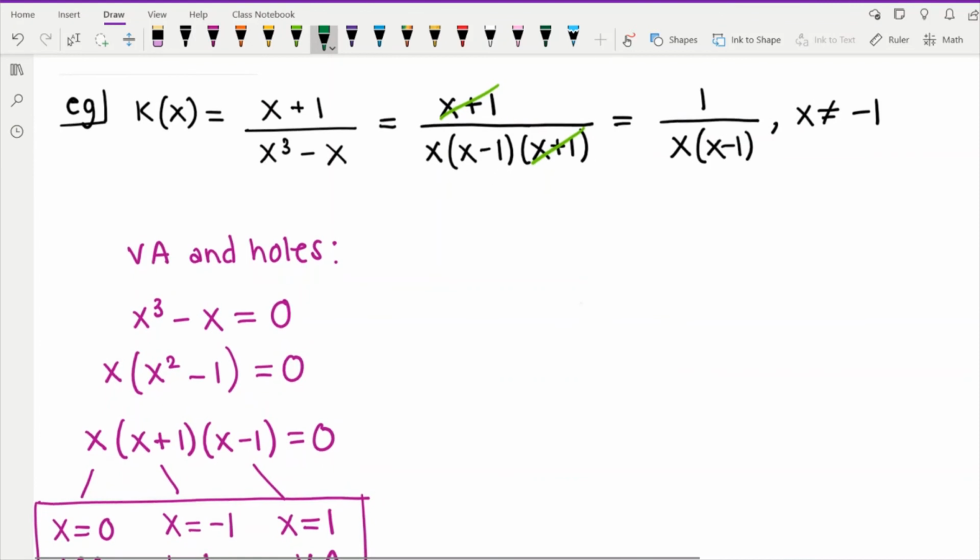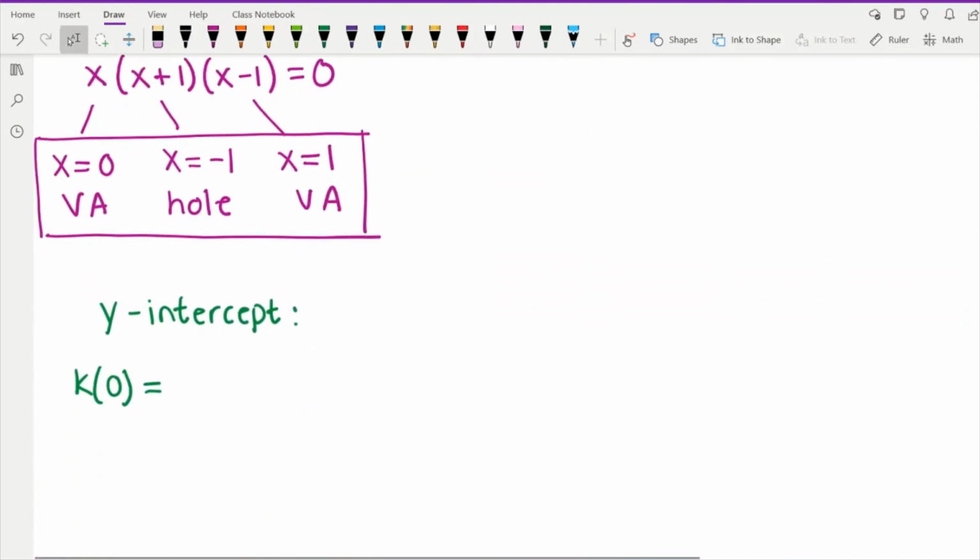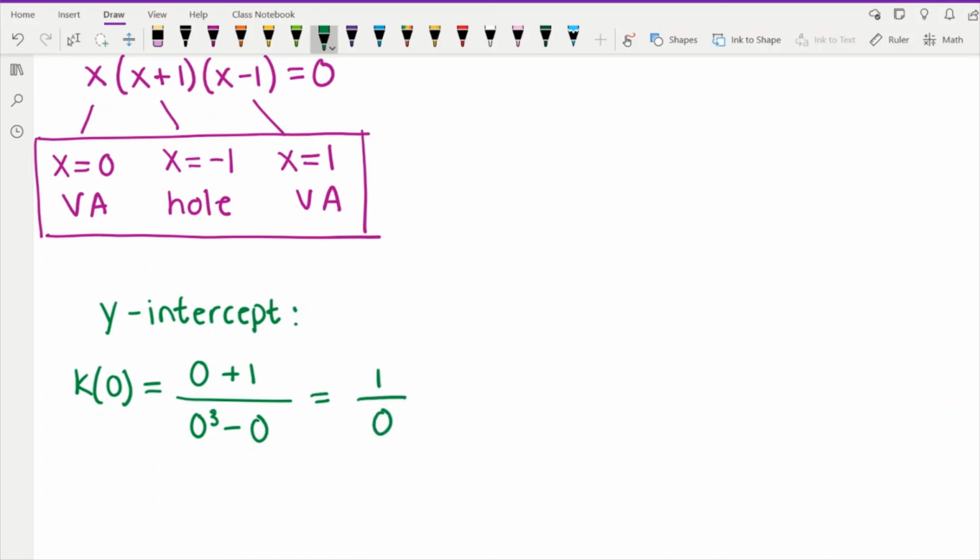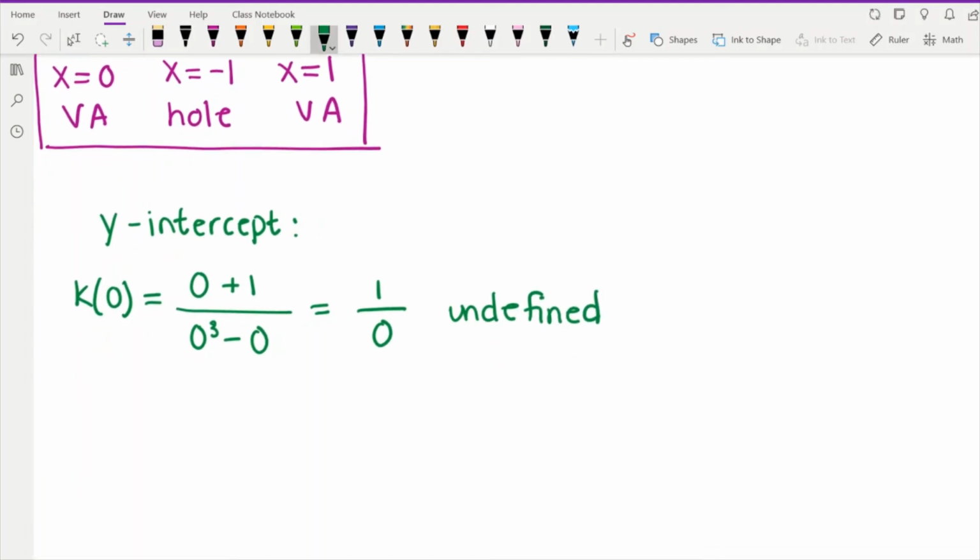Well, in the numerator, we get 0 plus 1. But then in the denominator, we get 0 cubed minus 0. And so that's going to be 1 over 0, which is undefined. So what does this tell us about our graph? This tells us that there is no y-intercept.